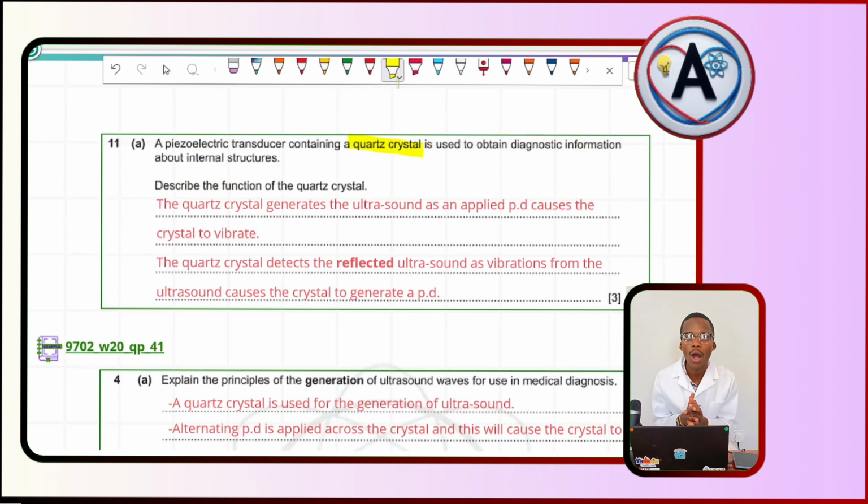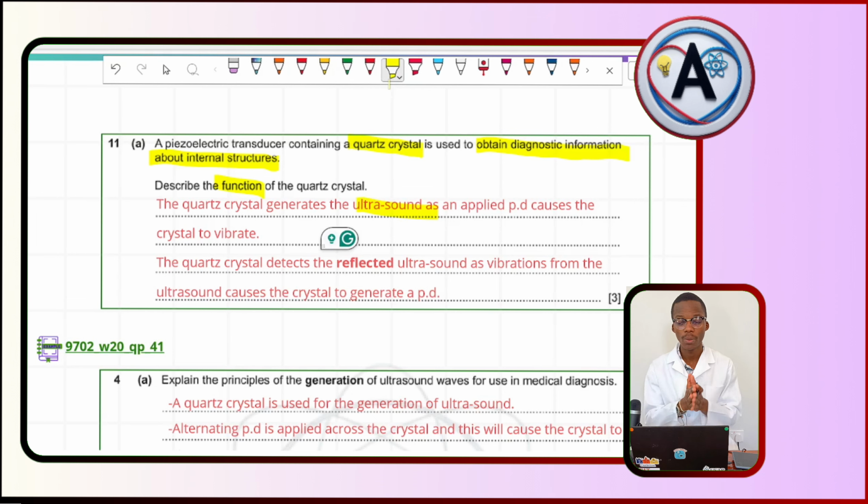We've already talked about how a quartz crystal is present as the piezoelectric transducer to produce ultrasound as well as to detect ultrasound. So the question says, explain how it is used to obtain diagnostic information about internal structure. We're going to get to this later, but essentially it's asking what's the function of the quartz crystal in medical physics? It's going to cover two aspects. The quartz crystal is going to generate the ultrasound. That's the first purpose of the quartz crystal.